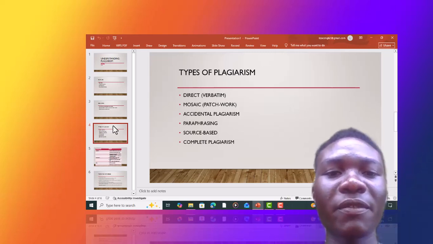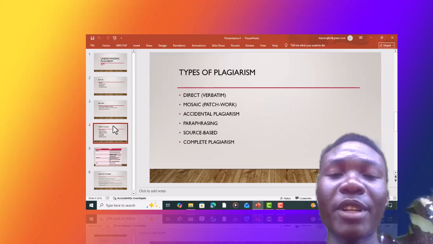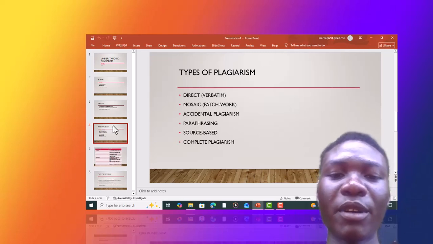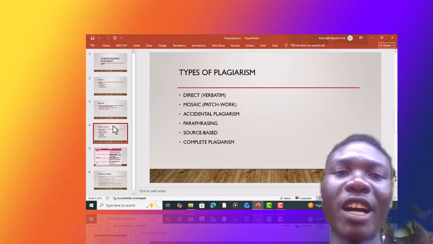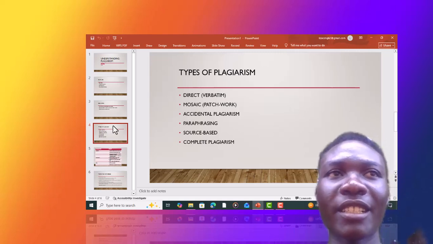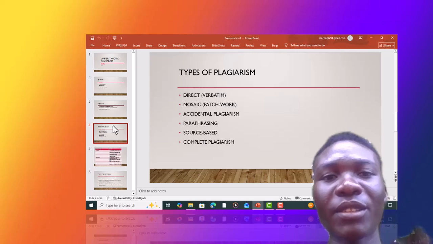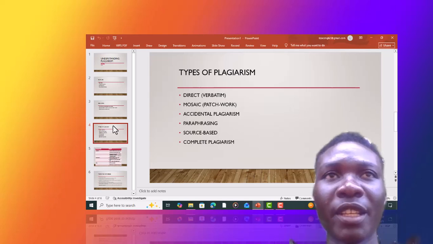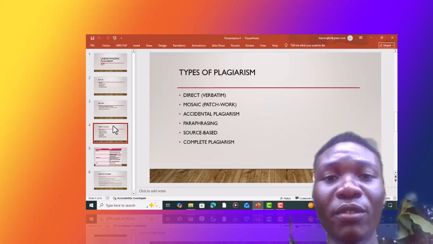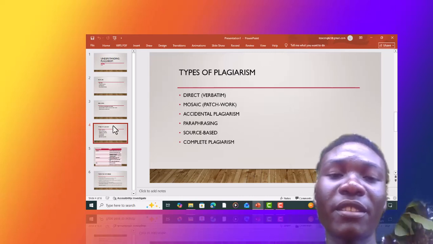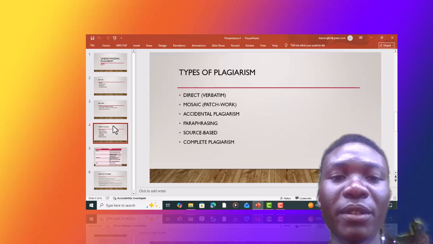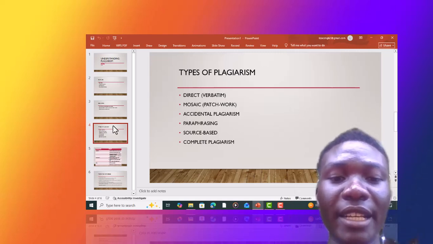Now, what about the mosaic or patchwork plagiarism? This one is all about reusing someone else's work, more so by stitching, like you get some words from different sources, then you weave them together as one, presenting it as your own, but without quoting. You don't quote the sources of the words where you have gotten them from. So that's what we call the mosaic plagiarism.